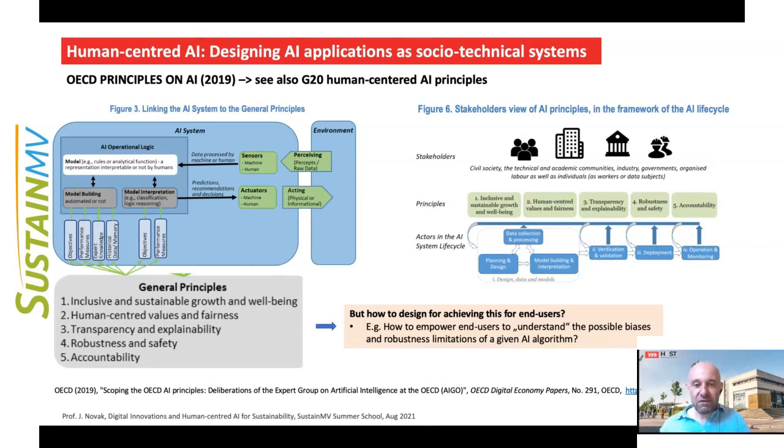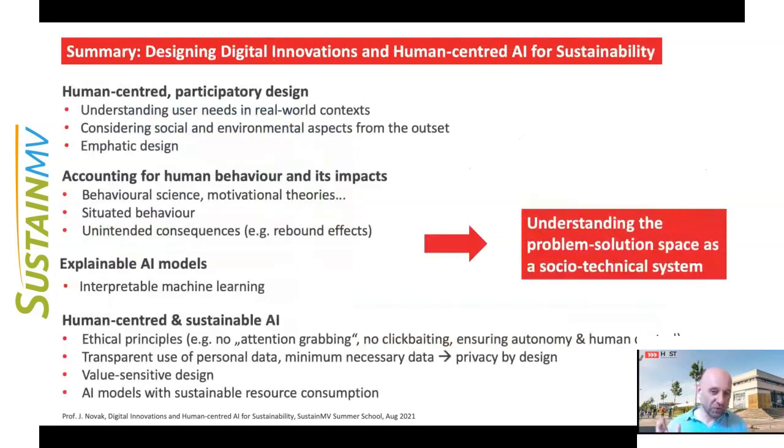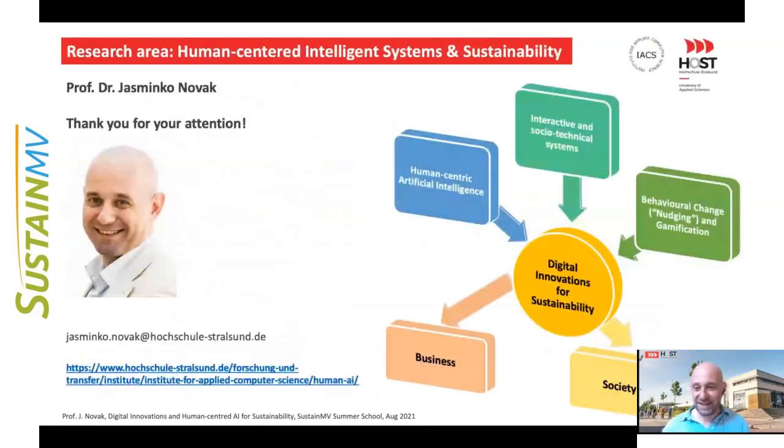That was a very quick and rough overview of two areas from my research that we can look at when we think about how we can use digital technologies to support more sustainable behavior, and how we can design AI applications in a more human-centered way, also to support sustainability, hopefully giving you a broad glimpse of some of the typical techniques, challenges, and main design principles that need to be considered when addressing these issues.